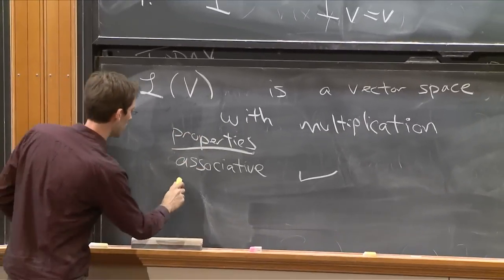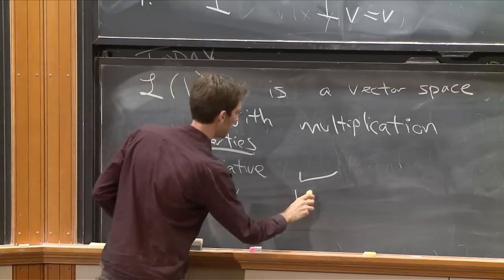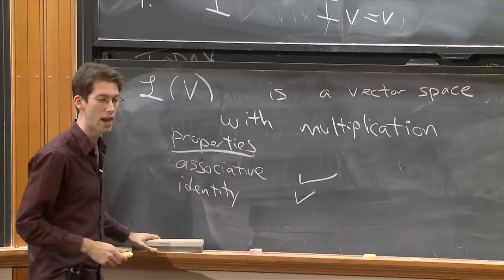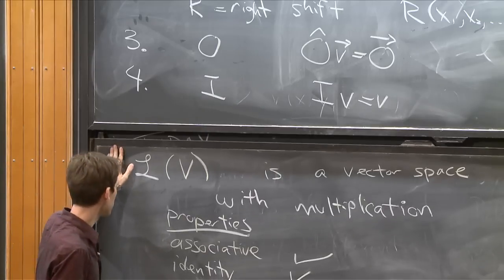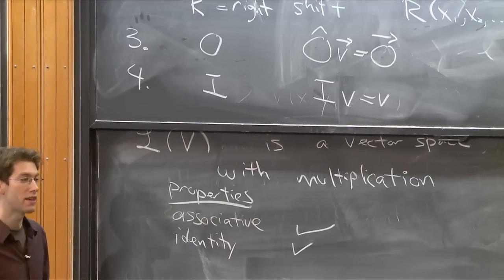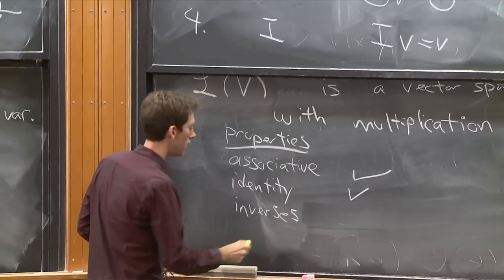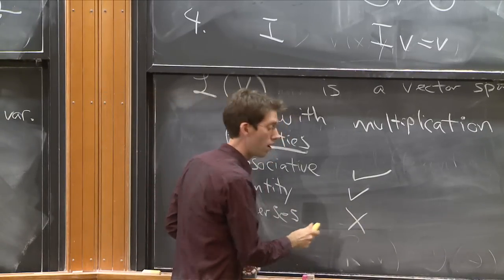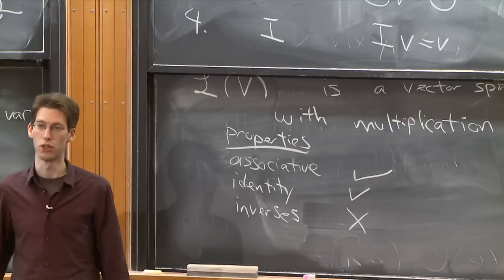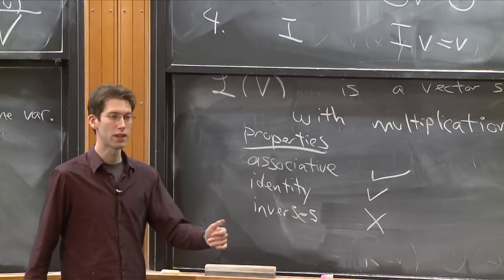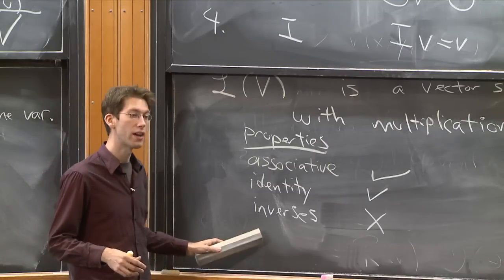Another property of multiplication that operators satisfy is the existence of an identity. That's just the identity operator here, which for any vector space can always be defined. But there are other properties of multiplication that it doesn't have. So inverses are not always defined. They sometimes are. You can't say that a matrix is never invertible. But for things like the reals and the complexes, every non-zero element has an inverse. And for matrices, that's not true.